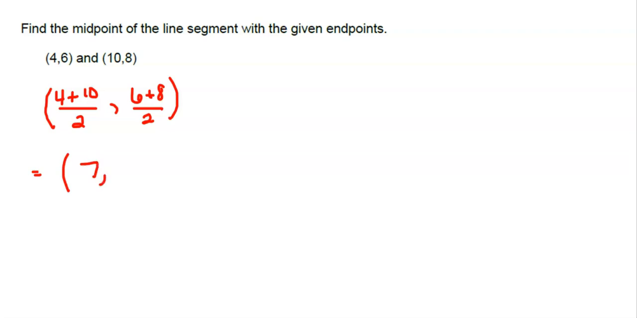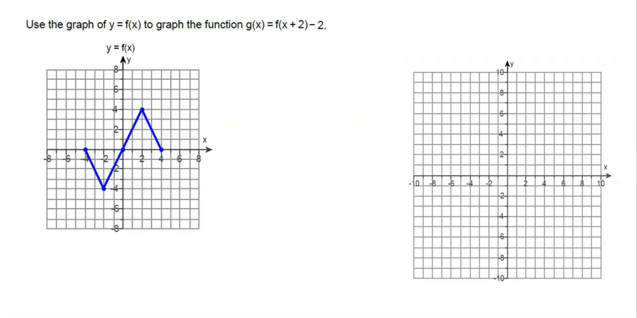14 divided by 2, which is 7. So the midpoint is at 7, 7. For this problem, we're going to use translations to graph a function. f of x is on the left side, and we want to graph g of x, which is f of x plus 2 minus 2. So let's figure out what kind of shifts we're going to have to make to the points on the graph on the left side to create our translated graph.